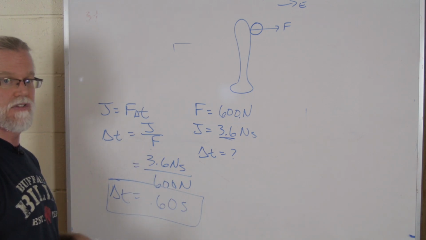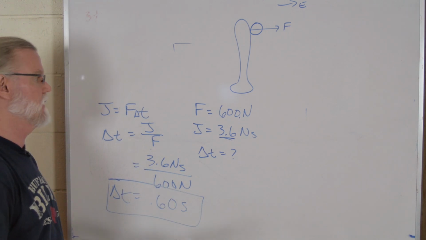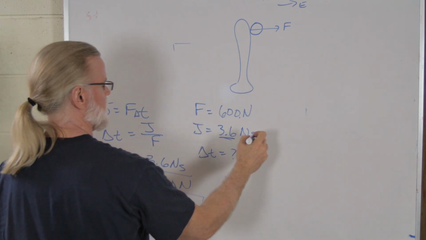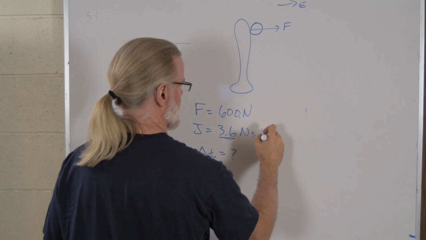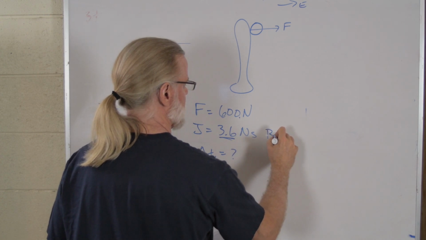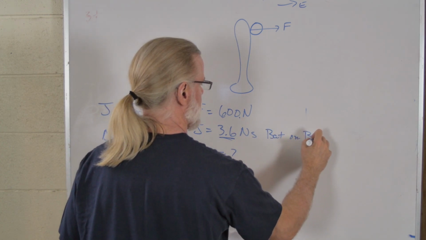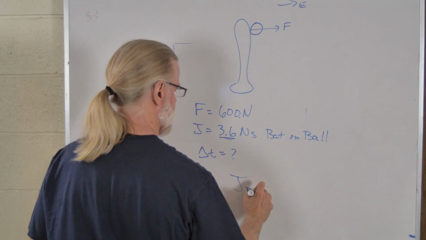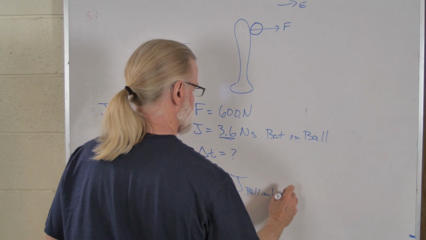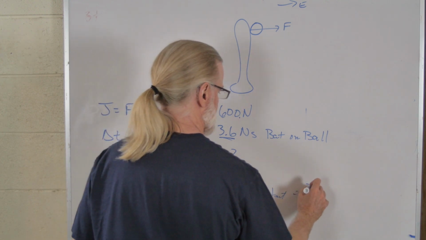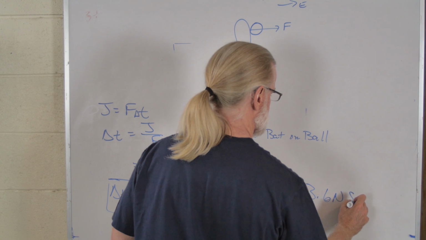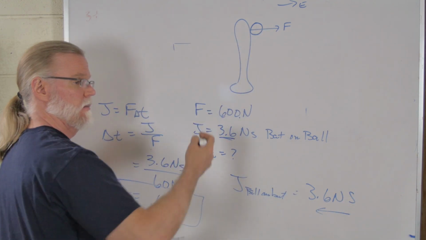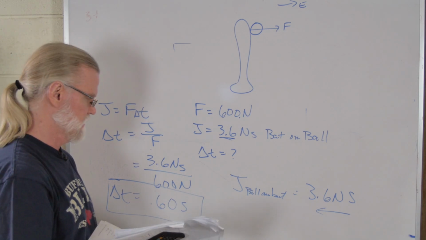What is the impulse of the ball on the bat? This is the bat on ball. The impulse of the ball on the bat equals 3.6 newton seconds that way. Okay, the ball pushes the same impulse the other way.